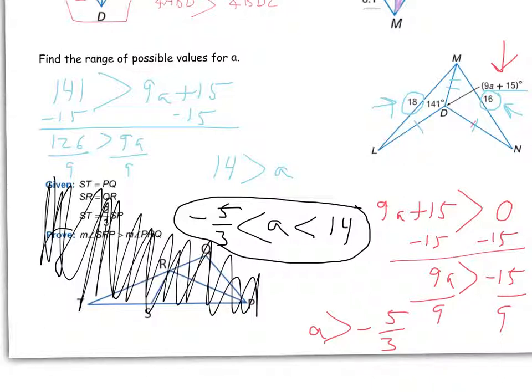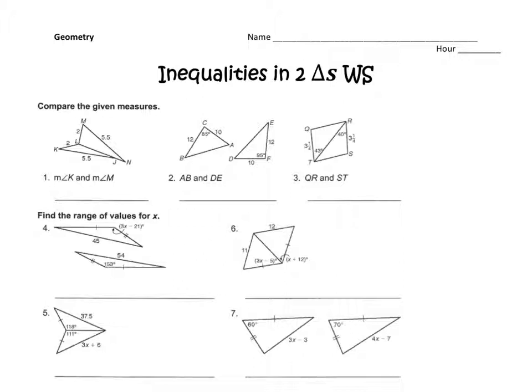Okay, these are all the notes. Let's look at some examples from our homework. Okay, on numbers 1, 2, and 3, we are looking at those two triangles and trying to determine which either segment or angle is larger. Again, we're going to remember to look for whatever it's opposite.